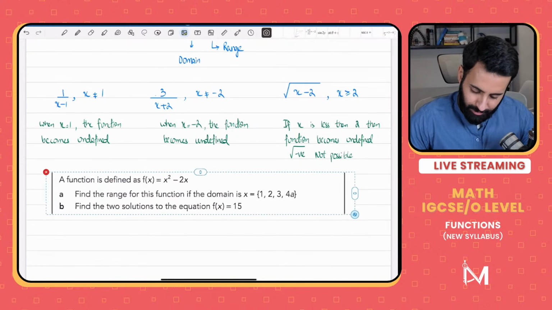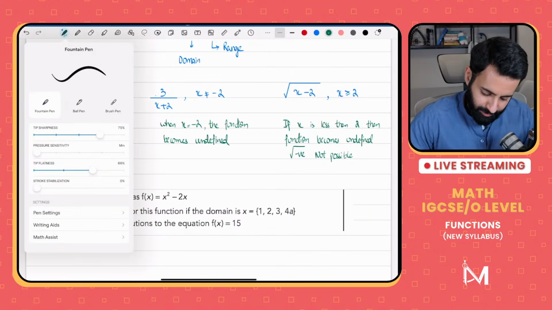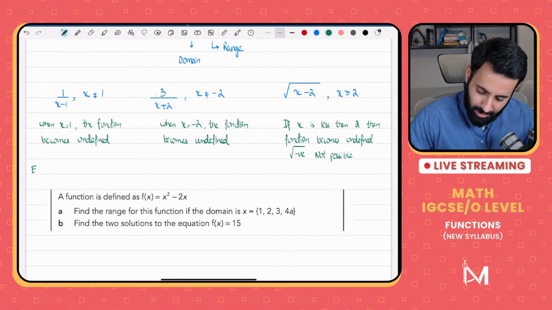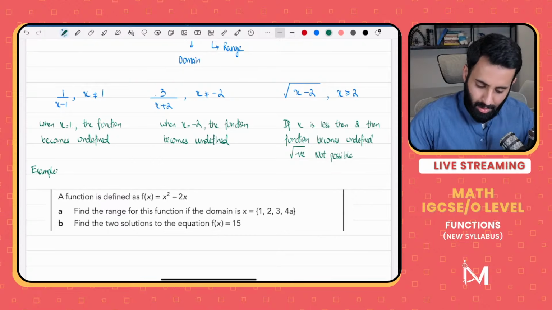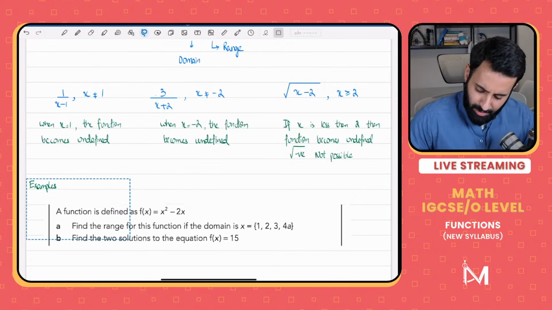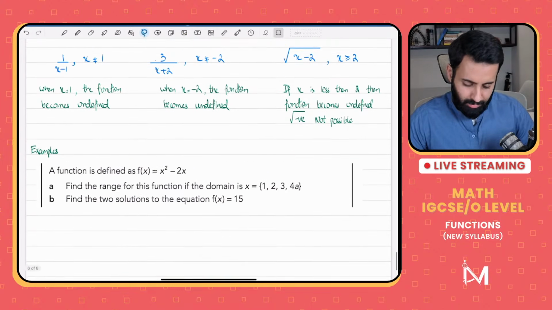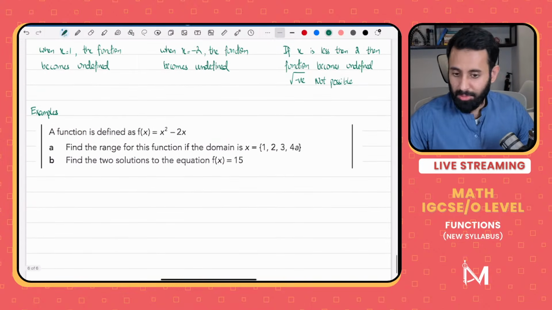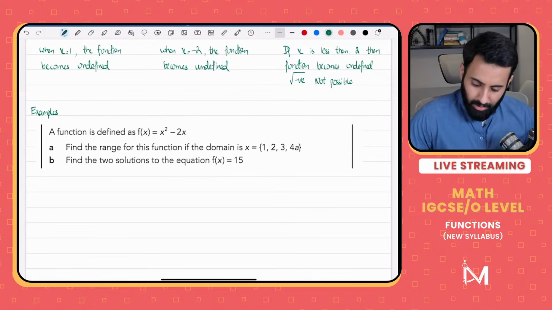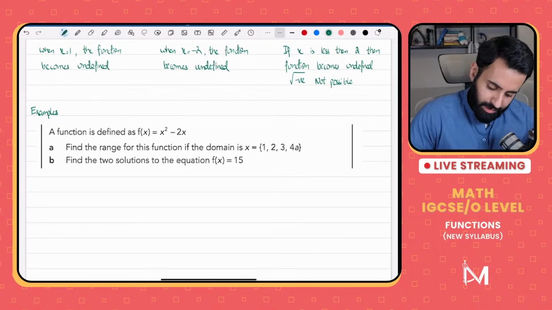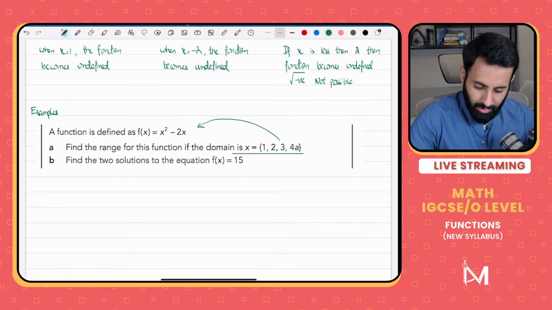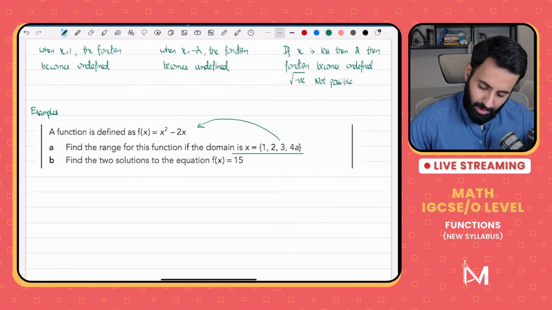So for example, these are the kind of questions that I'm expecting you guys will get in the exam. Because judging by the specimen paper, they haven't given some difficult questions, they've given some easy questions. And in the book also, the book that we're supposed to use for the updated syllabus, that too has some very basic questions. So it says find the range for this function if the domain, so that means these are the values of x that you're allowed to plug into this function.